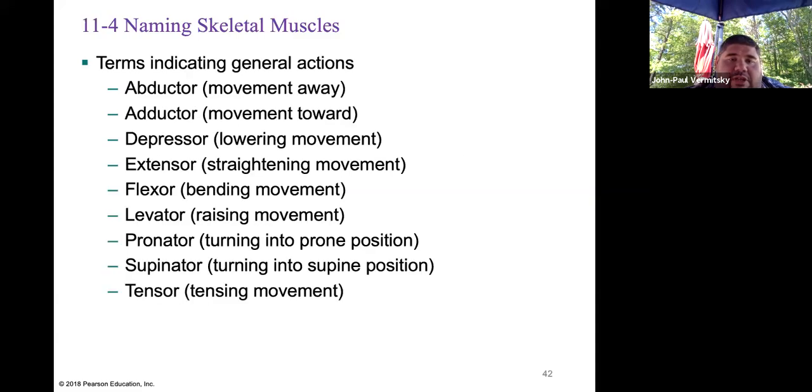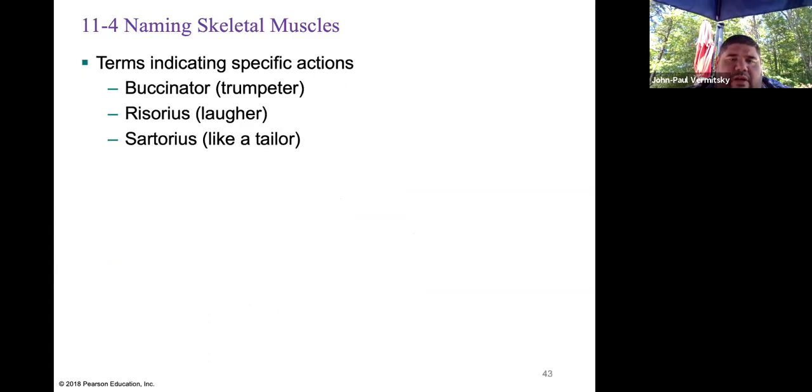So let's look at some of the general actions that we can see with muscles. They're defined here: abductor, adductor, depressor, extensor, flexor, levator, pronator, supinator, and tensor. Okay, and again, a lot of these were defined in chapter 1. Buccinator, this is your cheek muscles. This is the trumpeter muscle. Risorius, laughter. Sartorius, like a tailor. Okay, straight down.